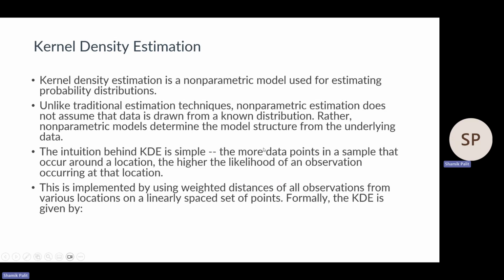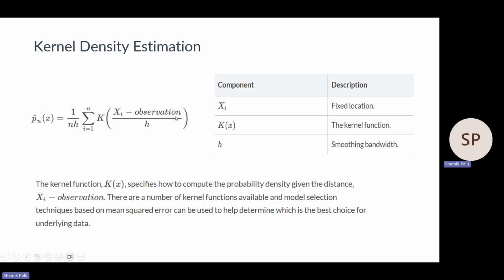So let's have a look at how KDE or kernel density estimation can be computed. We make use of this particular mathematical formula to get the kernel density, where we depend on three specific parameters: the location, the kernel function, and a specific bandwidth, which plays a very important role in computing the value of the kernel density estimation.